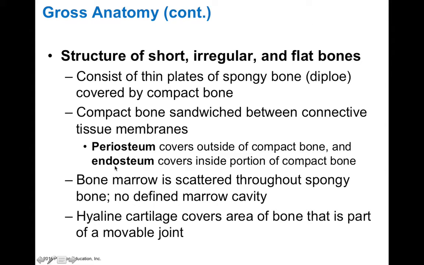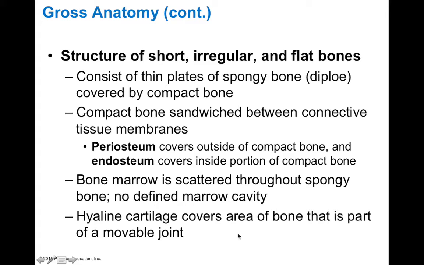Now, endosteum is actually what covers the inner chambers of bone, specifically spongy bone. And you'd find this on the inner surfaces of those diploe. And what endosteum does, it essentially nourishes the bone from the inside because it's made of a kind of areolar type of connective tissue. Now, bone marrow is also scattered throughout the spongy bone. There's no defined marrow cavity in spongy bone. However, marrow is sort of distributed in all those spaces.